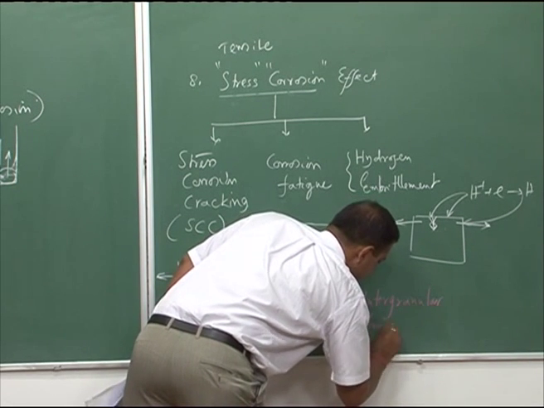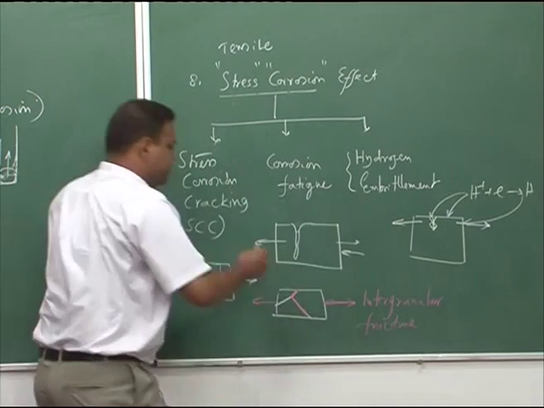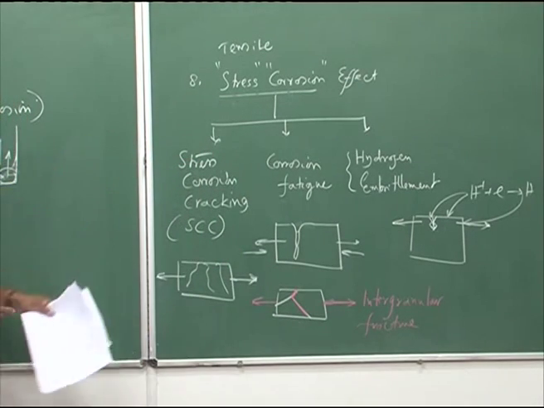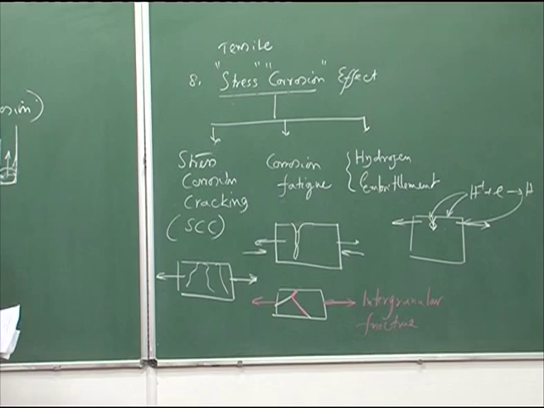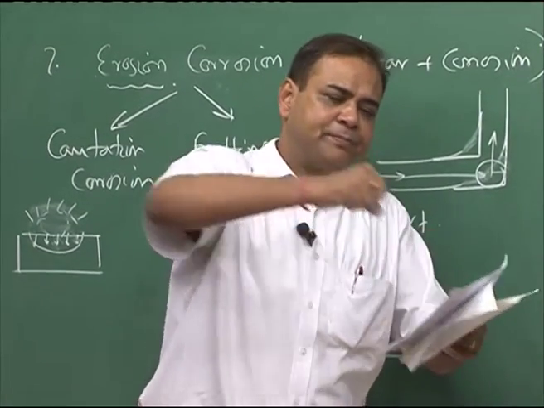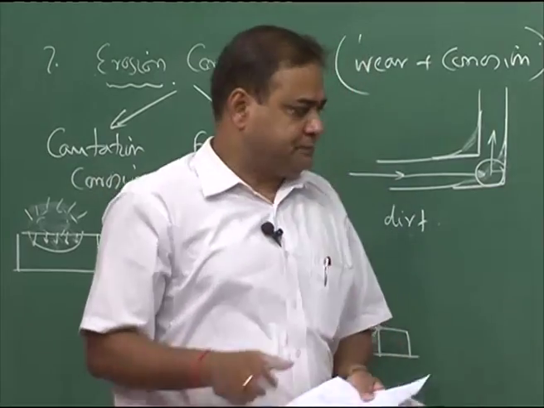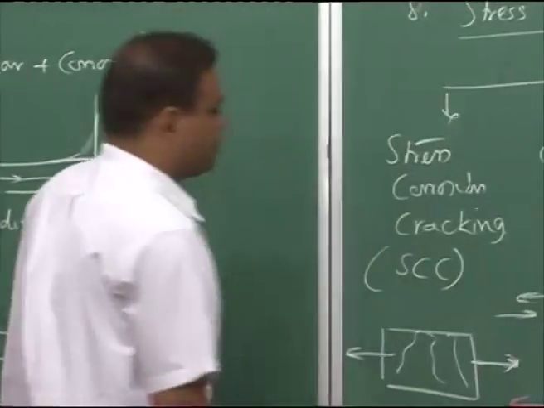Intergranular fracture, and you can see a very nice faceted structure, and it will look like a grain has been pulled apart from another grain. So, this is stress corrosion cracking.